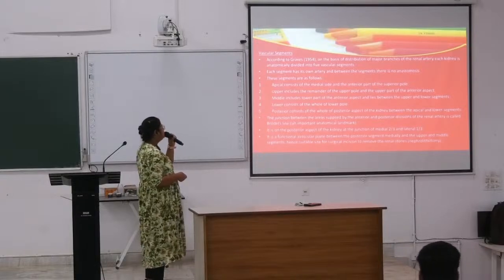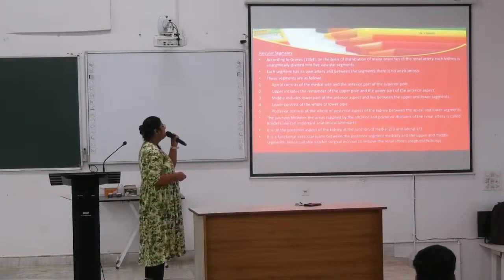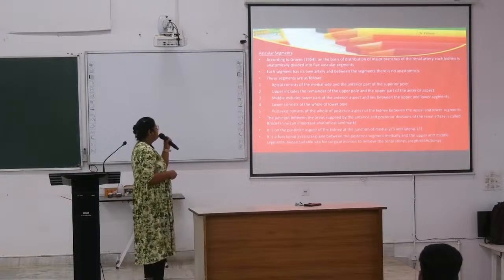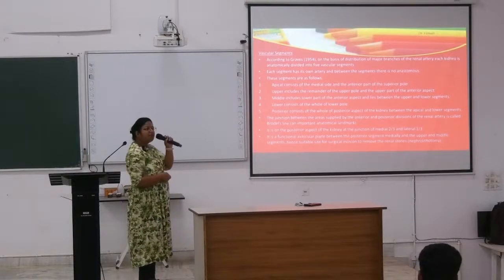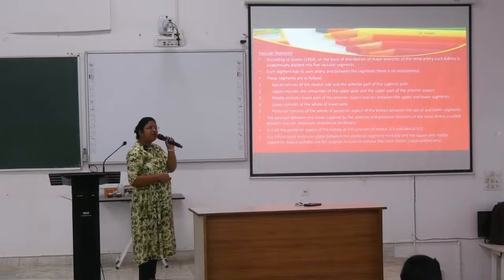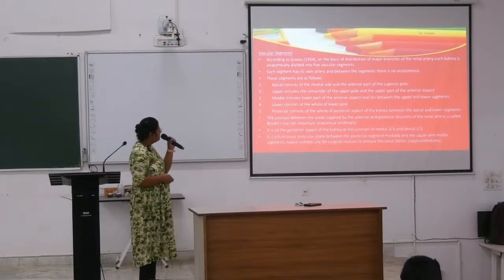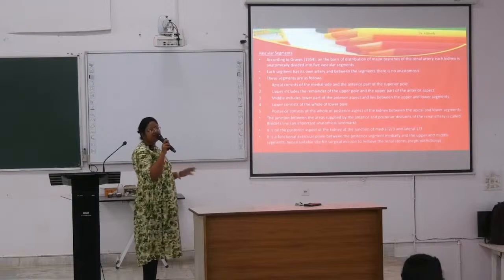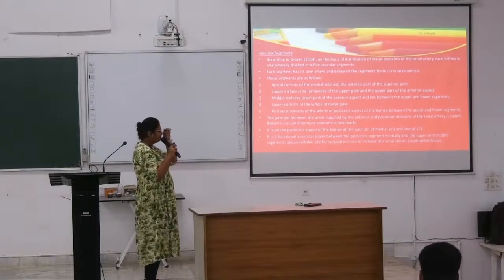The junction between the areas supplied by the anterior and posterior divisions of the renal artery is called Brodel's line, and this is an important anatomical landmark. Where is Brodel's line? Brodel's line is important. It is an avascular plane. Here division occurs between anterior division and posterior division.